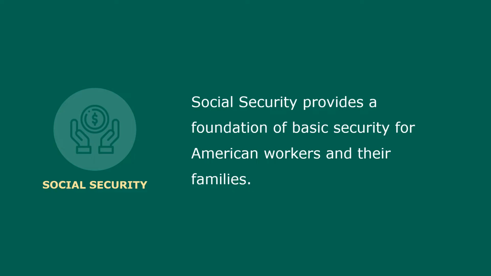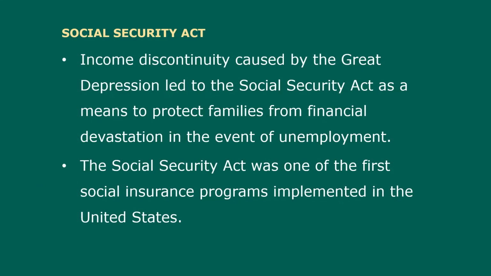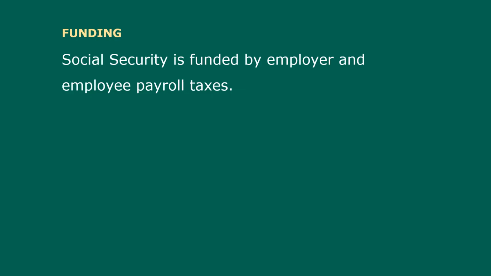Social Security provides a foundation of basic security for American workers and their families. Income discontinuity caused by the Great Depression led to the Social Security Act as a means to protect families from financial devastation in the event of unemployment. The Social Security Act was one of the first social insurance programs implemented in the United States. Its purpose is to provide retired workers with continuous streams of income after their retirement. Social Security is funded by employer and employee payroll taxes.